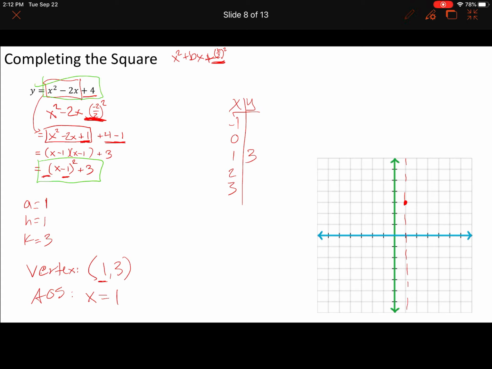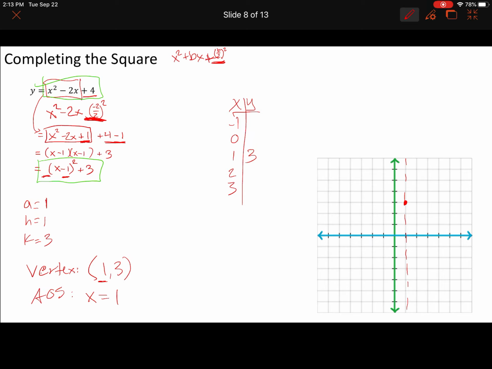It will give you exactly the same x values, or exactly the same y values, no matter what you plug in. So in my calculator, I'm going to type in x minus 1 squared, and then plus 3. For all of these x values, I'm going to plug in a -1, a 0, a 2, and a 3.